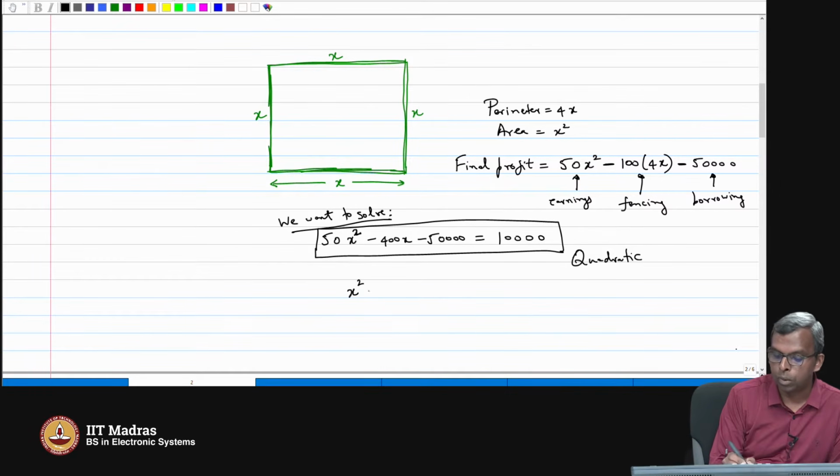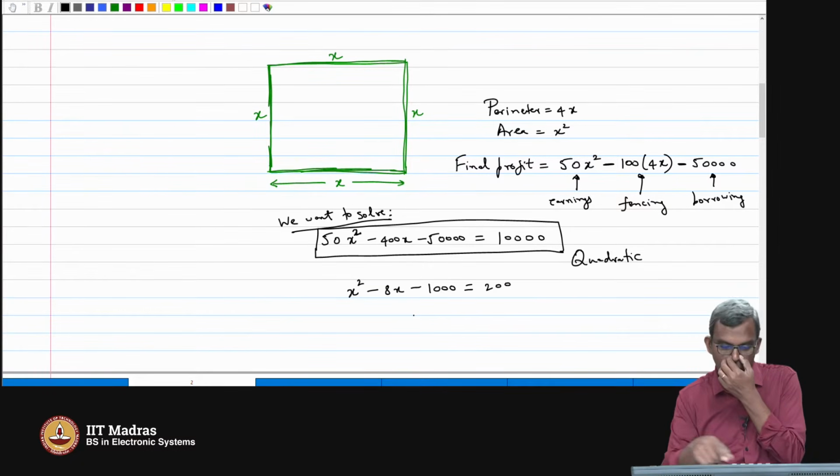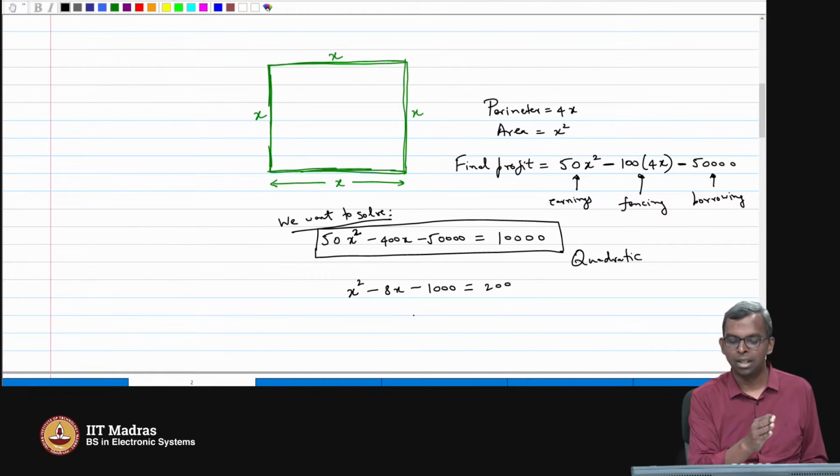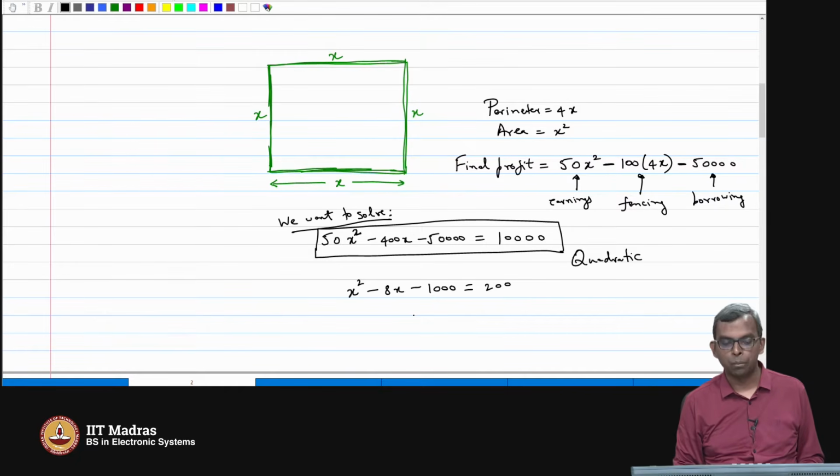So you get x squared minus, you divide by 50, that's 8x, you divide by 50, that's 1000, equals, you divide by 50, that's 200. So these two are the same. So maybe I can try and plot this. I can even do one slightly better simplification, move the 200 to the left side. I'm going to get x squared minus 8x minus this. But anyway, let me just keep all of these together and plot.